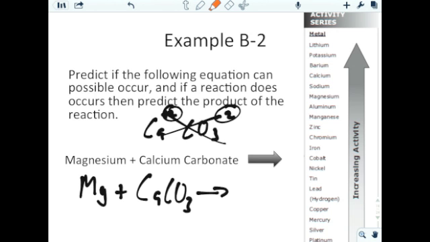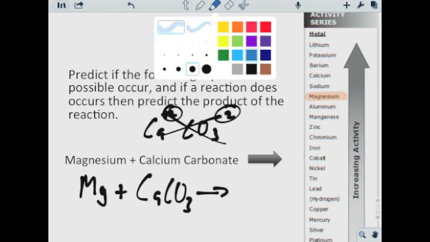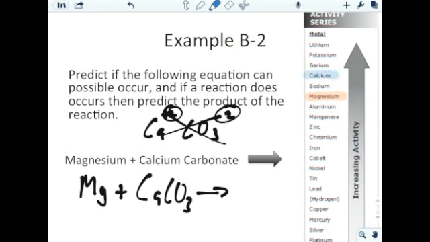So we look for it. Where is magnesium? Magnesium is right here. It can replace anything below it. Where's calcium? Calcium is above it. So since calcium is above magnesium, magnesium cannot replace calcium. Therefore, we would just say no reaction.